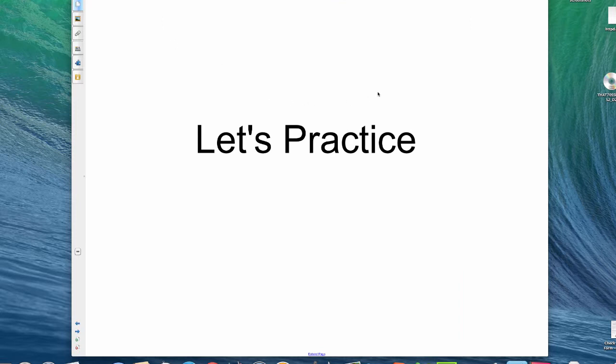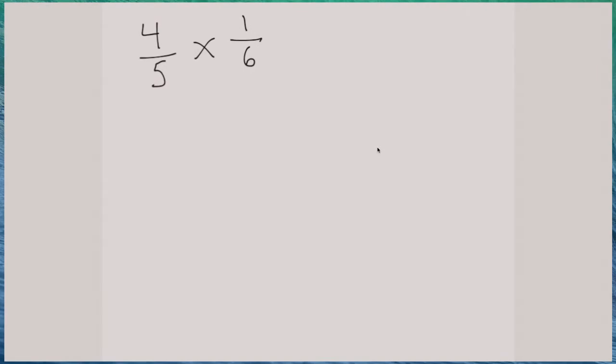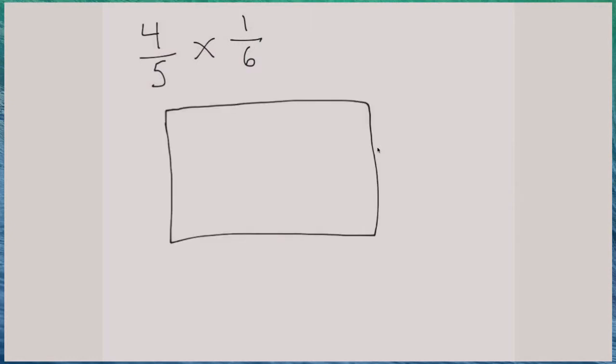Let's go ahead now and get some practice in real time. The first problem I want to do is 4/5 times 1/6. So I'm going to start out by drawing a rectangle. Now the first thing I'm going to do is look at my first fraction, 4/5. The second step after drawing the rectangle is I've got to divide it into 5 pieces to match this denominator here. And I'm going to do that horizontally, meaning side to side.